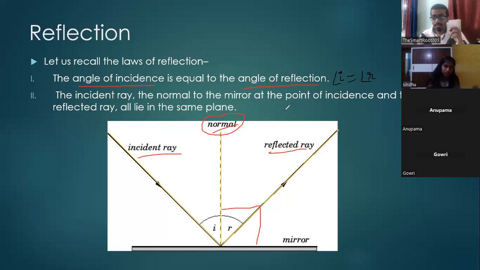Okay, one more thing I need to notice here is the incident ray, the normal and the reflected ray, all of them are lying in the same plane, and surprisingly they are at the same point. Do you notice here? All three fall on one point. The normal is also taken at this point, the incident ray is also taken at this point, the reflected ray is also taken at this point. Awesome, right?